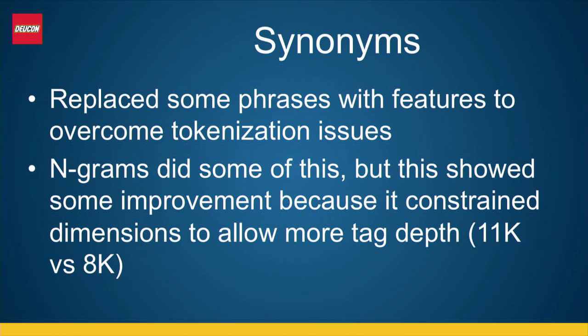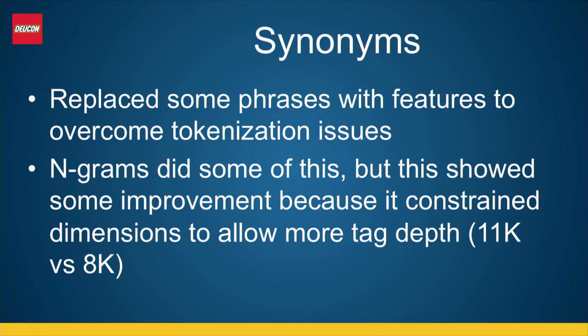I'm kind of running out of time here, so I'll skip over this real quick. So basically, this is just replacing some phrases with features to overcome tokenization issues. As I mentioned before, ngrams did a little bit of this. But this showed some improvement because it constrained the dimensions to allow us to go farther into less frequent tags, which kind of started picking up the tail of these tags.